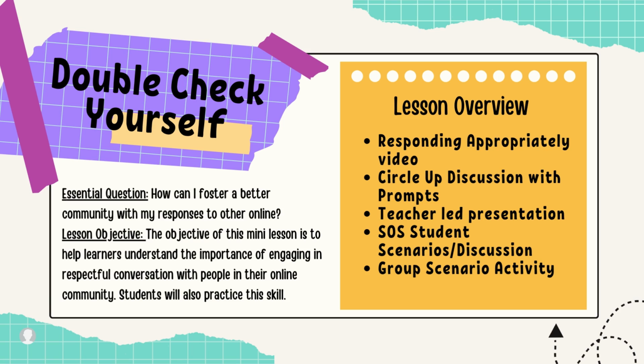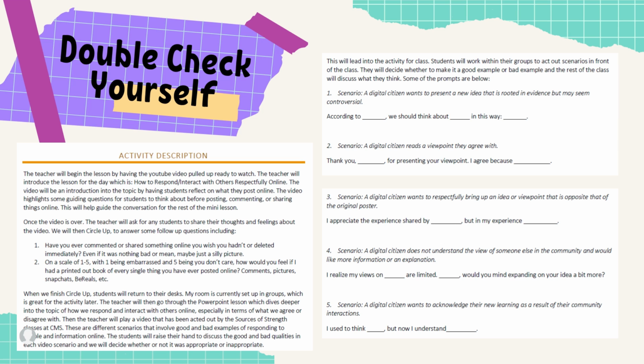A quick overview of the lesson you can see on the screen was a Responding Appropriately video that we watched, a circle up discussion with prompts that led to wonderful discussion with one another, a teacher-led presentation, the sources of strength student scenarios and discussion, and then a group scenario activity. A quick activity description: the lesson will begin by having that video already pulled up to watch. The video is called How to Respond and Interact with Others Respectfully Online. The video is just kind of an introduction to the topic by having students reflect on what they post.